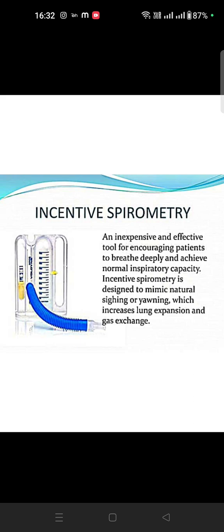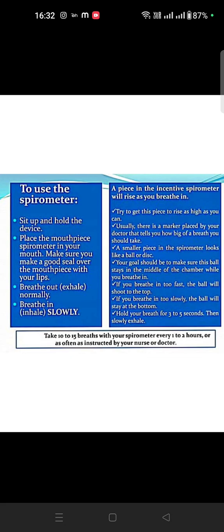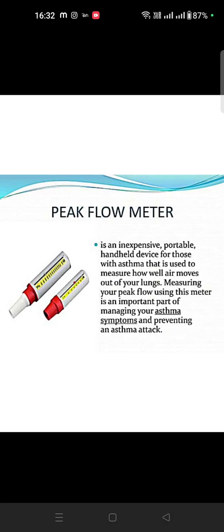So mainly they can use the incentive spirometer. If you are using the spirometer, hold the device and place the mouthpiece in your mouth, and breathe in and out slowly. Okay, then the peak flow meter. The peak flow meter is a portable handheld device that can be used for asthma patients. Measuring the peak flow is important for managing asthma symptoms and preventing asthma attacks.